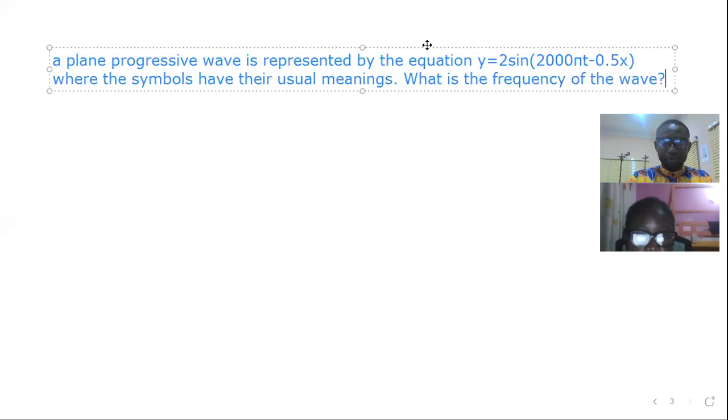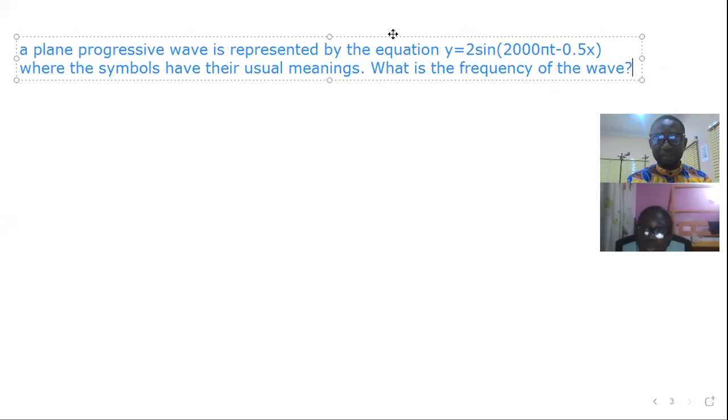Now, this is a question. A plane progressive wave is represented by the equation 2 sine into brackets 2000 pi t minus 0.5x, where the symbols have their usual meanings. What is the frequency of the wave? All right, I'm going to give you some minutes to try this out by yourself, and tell me the frequency of the wave. Do you understand that?